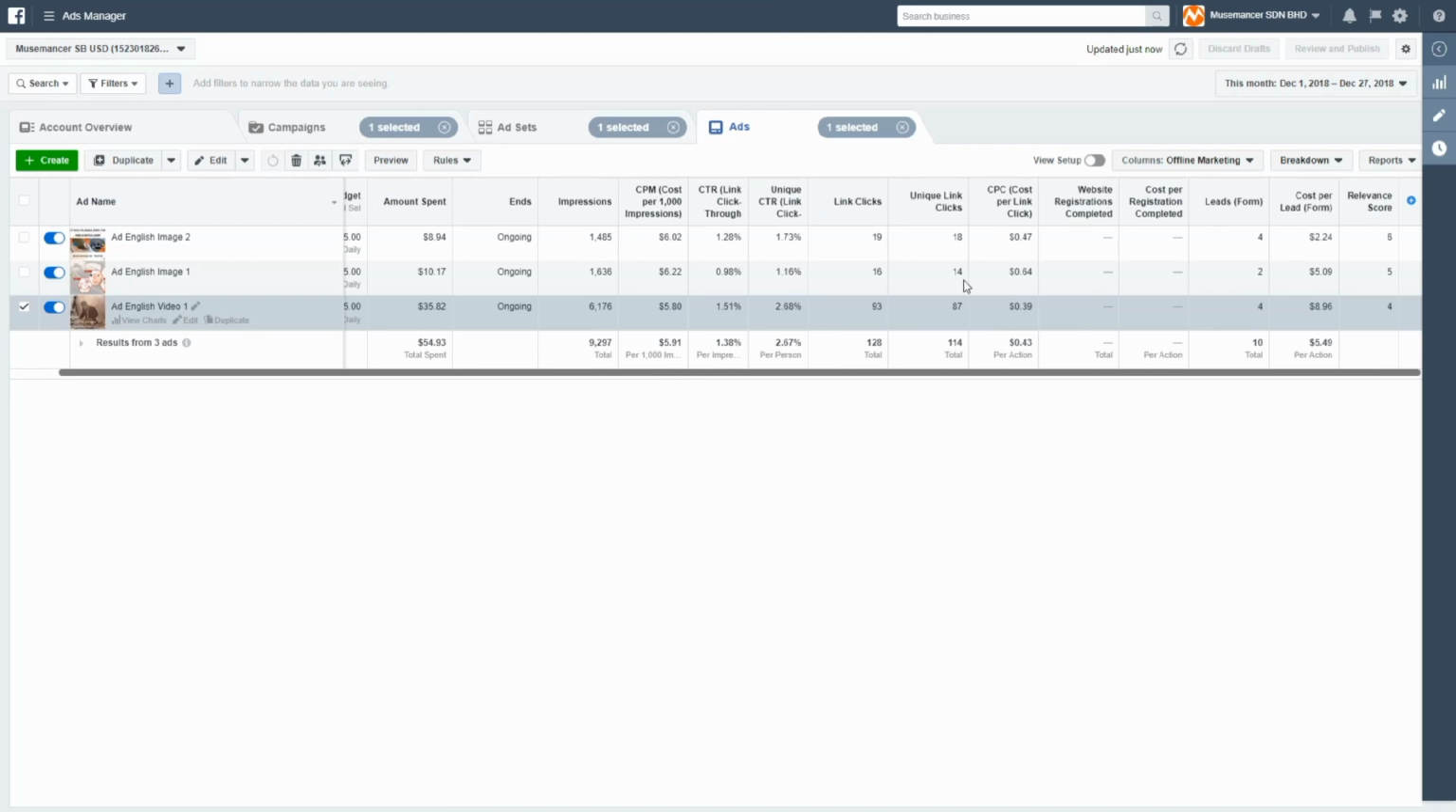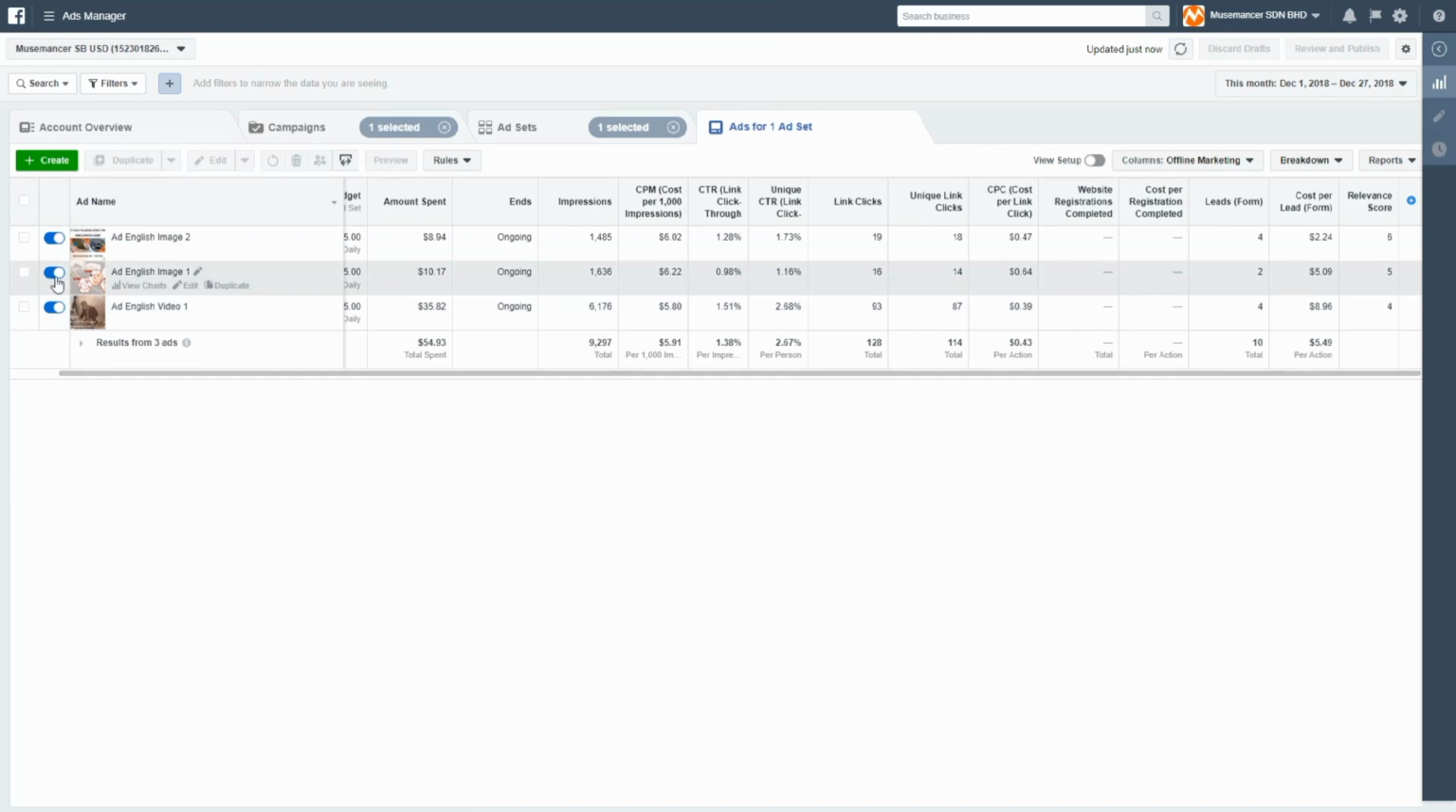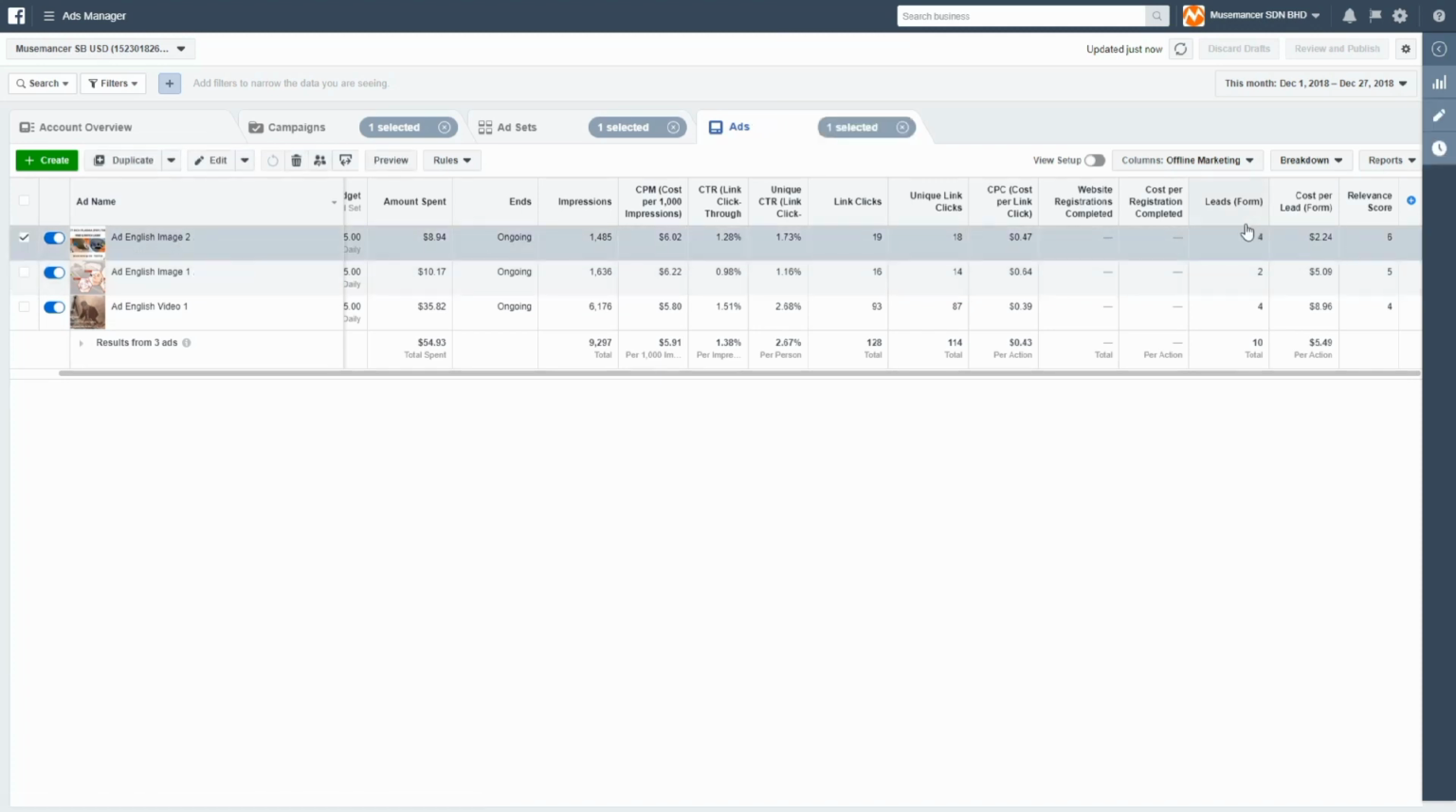All right, and if you look at the leads form here, if I were going to turn off any of this, I'd probably turn off this particular one here, image 1, because this gets only 2 leads, and those get a little bit more as well. But I like this image 2 over here in this case, because it's generating 4 leads and at a cost of only what, $2.24. This is pretty good.